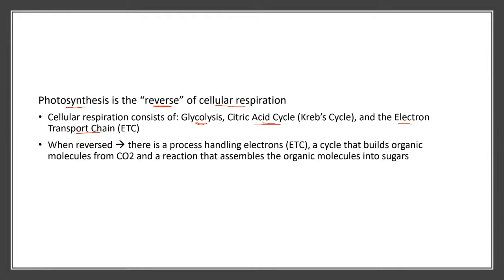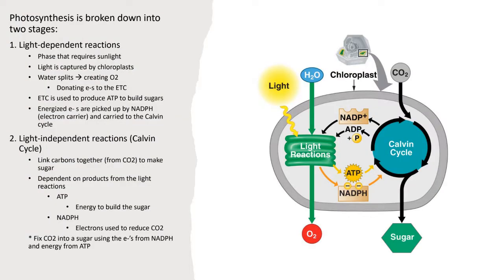We're gonna see the electron transport chain in photosynthesis, but it's gonna happen first, right? And then we're gonna see another cycle that's gonna build up organic molecules, like for example glucose from carbon dioxide, and then we're gonna be assembling these into sugars. Okay, so we're taking a lot of carbon dioxide and making it into sugars, into organic molecules. So it's almost like the reverse of cellular respiration. And this is kind of the summary of photosynthesis.